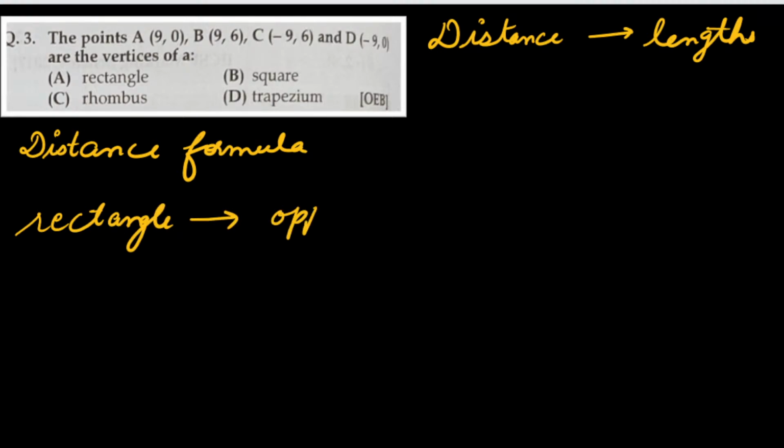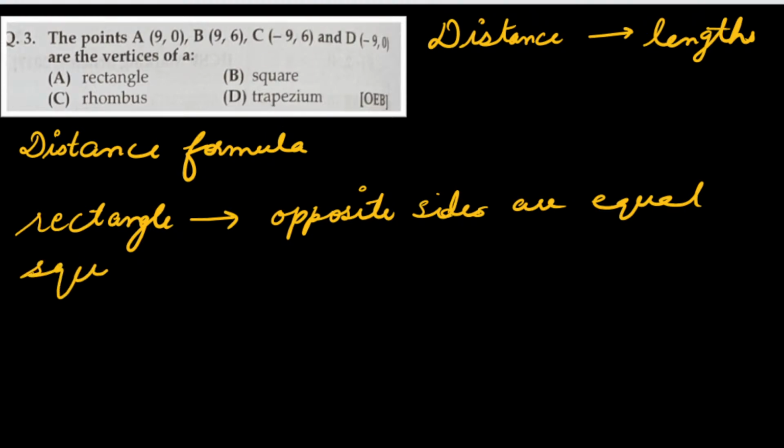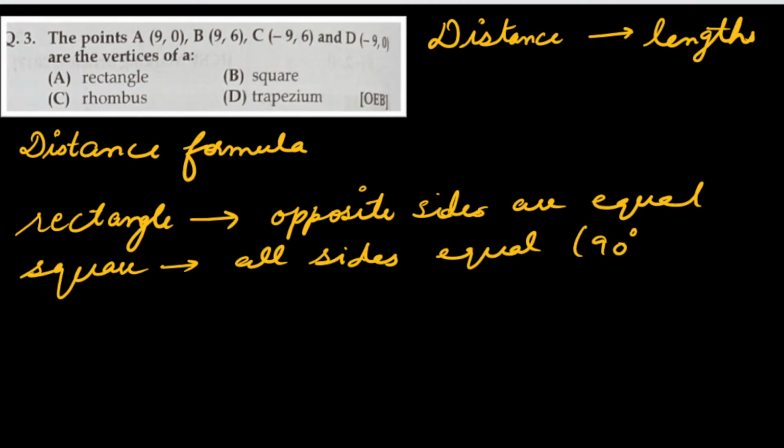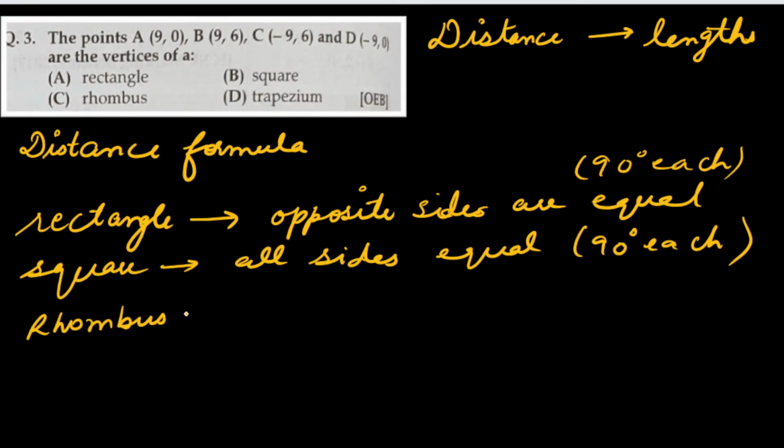Regarding a rectangle, we know opposite sides are equal. If it is a square, we know for a square all the sides are equal, and all angles are 90 degrees. So we should know the properties. For a rectangle also all angles are 90 degrees. Then for a rhombus, all sides are equal.